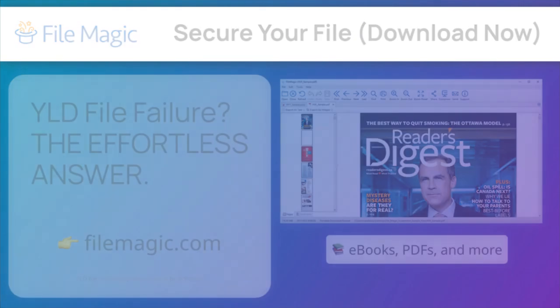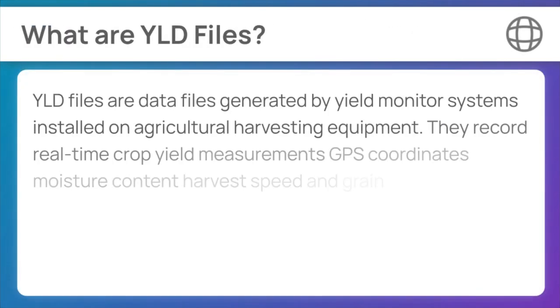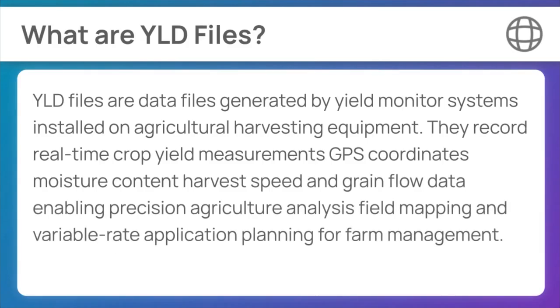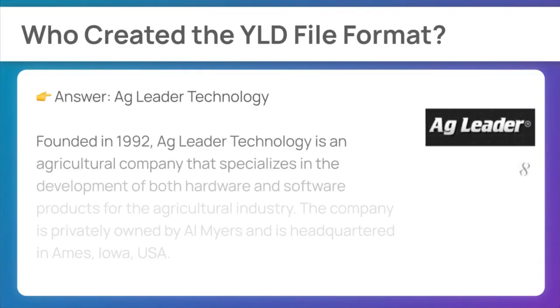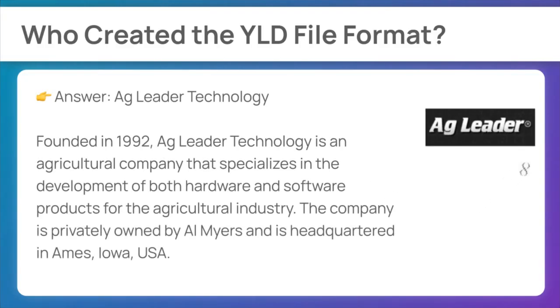YLD files are data files generated by yield monitor systems installed on agricultural harvesting equipment. They record real-time crop yield measurements, GPS coordinates, moisture content, harvest speed, and grain flow data, enabling precision agriculture analysis, field mapping, and variable rate application planning for farm management.